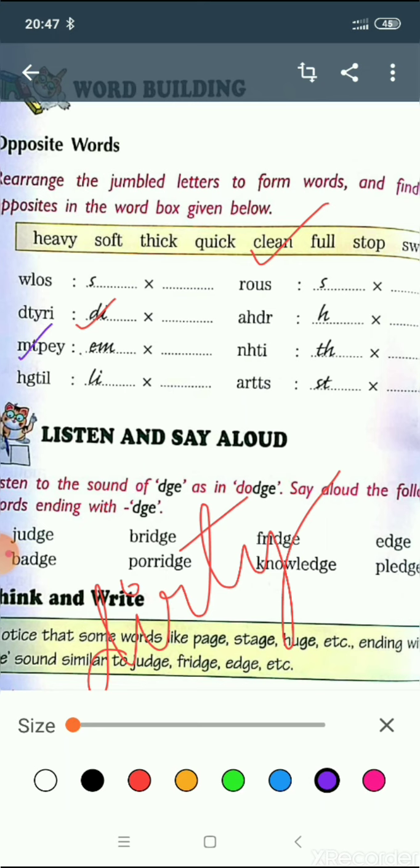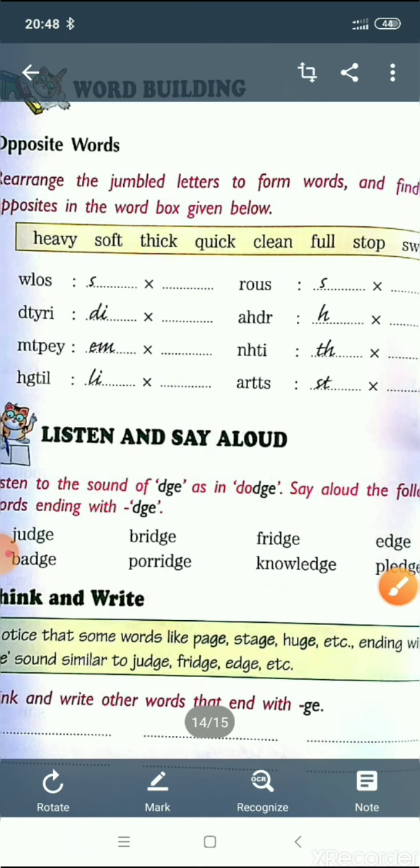Then the word is MTPEY, and the word should start with EM. So the word is empty. E-M-P-T-Y, empty. And what is the opposite of empty? Opposite of empty is full.